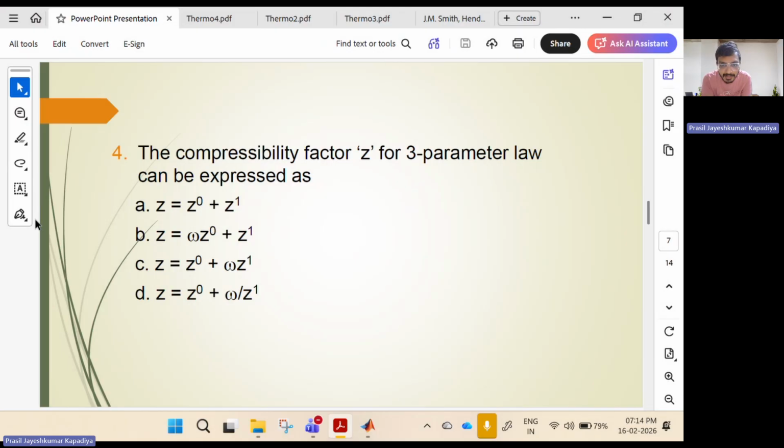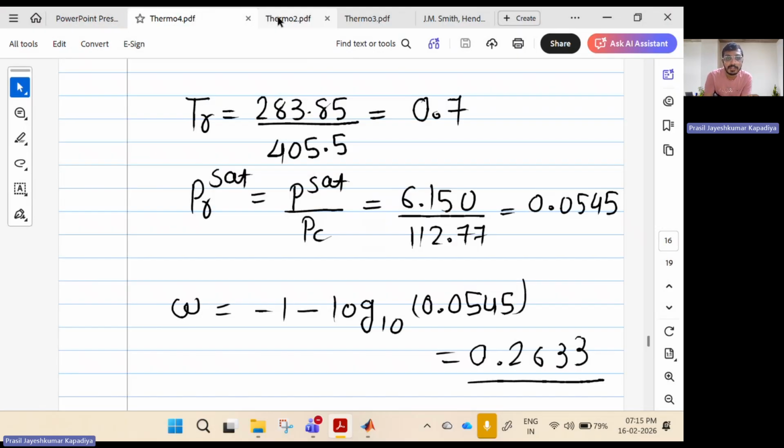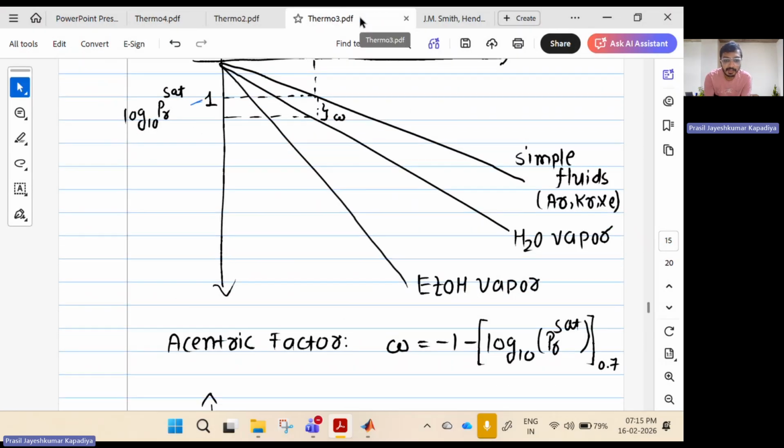So the compressibility factor Z for a three parameter law can be expressed as... how can I express Z for any three parameter law? So how can I do it? So this we had looked at in the last class.